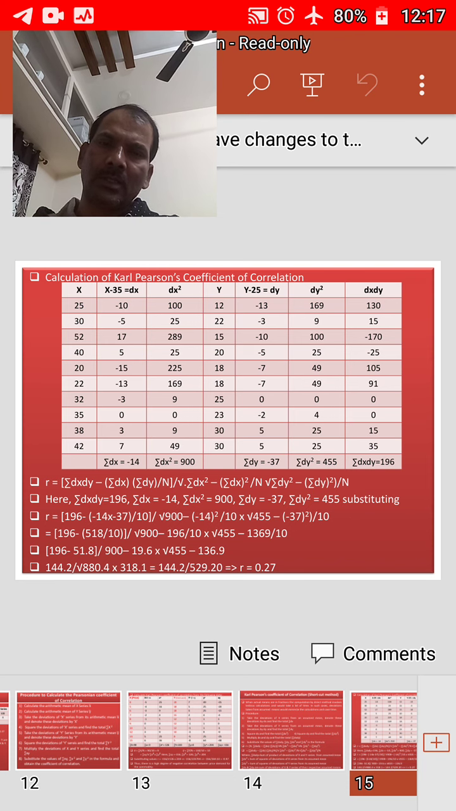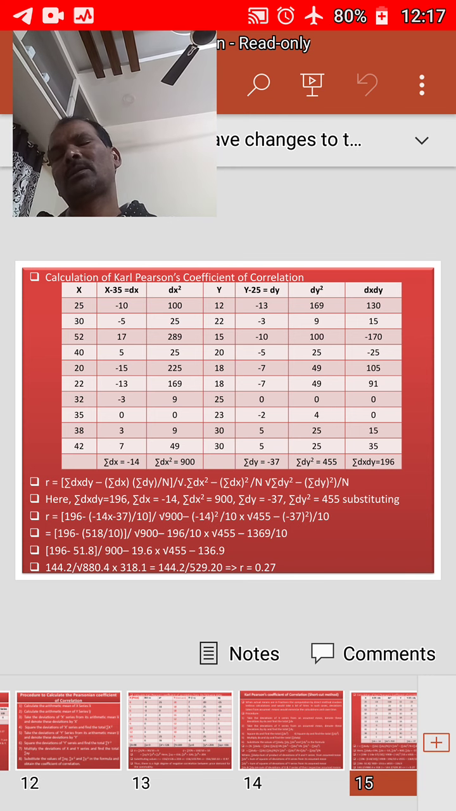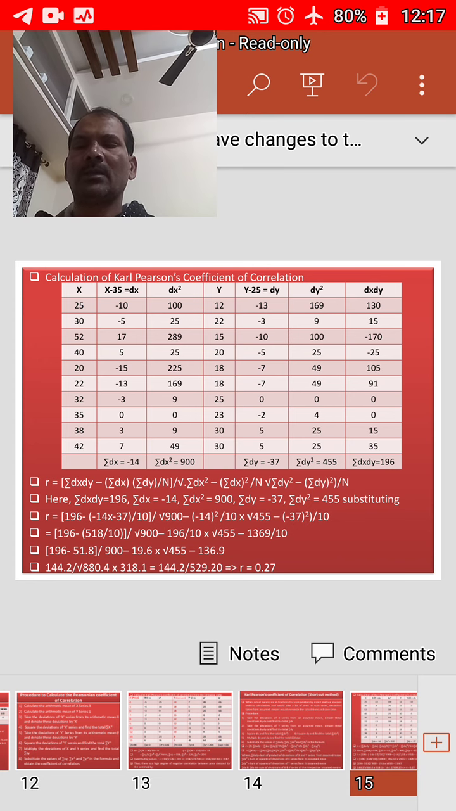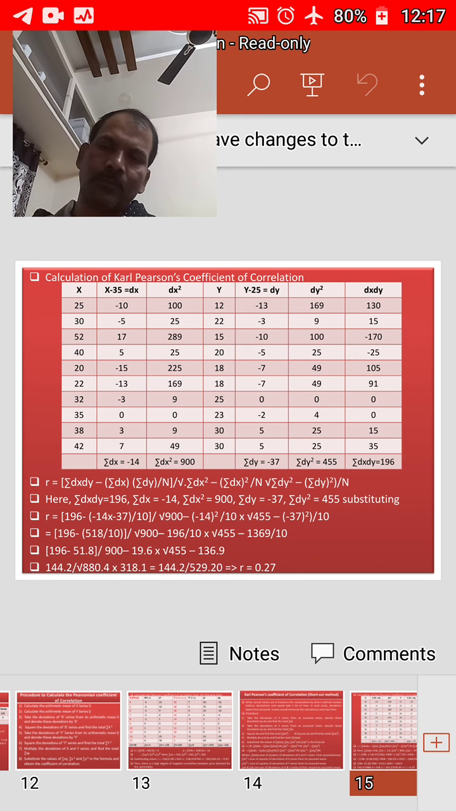Here the assumed mean is taken as 35. 25 minus 35 is minus 10, 30 minus 35 is equal to minus 5, 52 minus 35 is equal to 17, 40 minus 35 is equal to 5, 20 minus 35 is equal to minus 15, 22 minus 35 is equal to minus 13, 32 minus 35 is equal to minus 3, 35 minus 35 is equal to 0, 38 minus 35 is equal to 3, 42 minus 35 is equal to 7. We got all the dx values, and now we need to square these dx values.